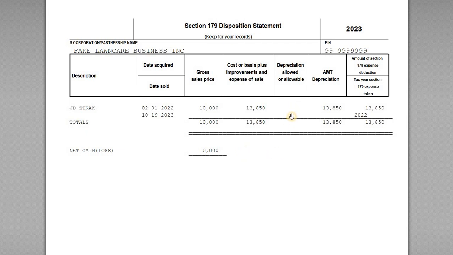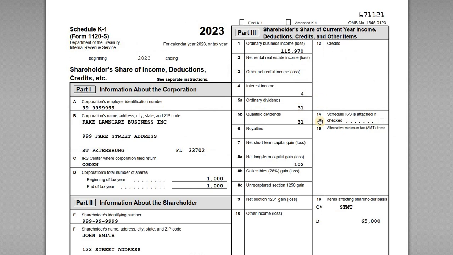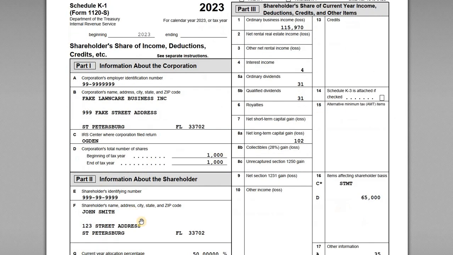We didn't have any other depreciation allowed because we took a 179 expense for the whole amount. So that's why that column is different. And so the amount of Section 179 deduction was the full $13,850, and that expense was claimed in 2022. Now, once you have these totals available, you can then allocate it amongst the shareholders. So this is a two-person S corporation. Each shareholder owns 50% of the stock.